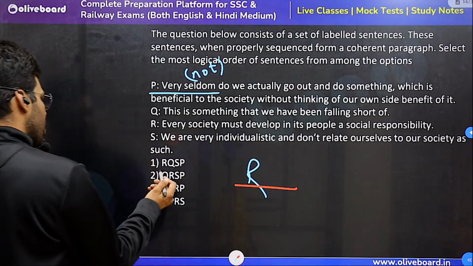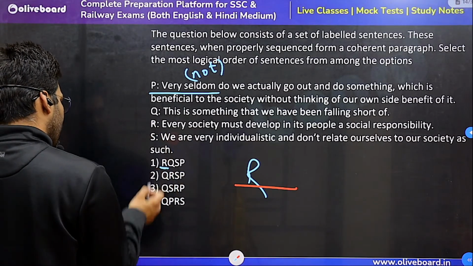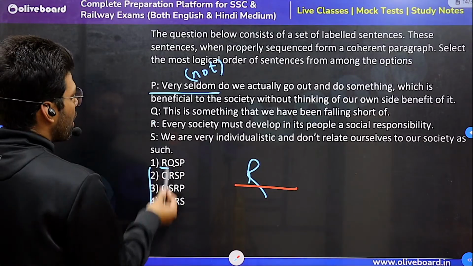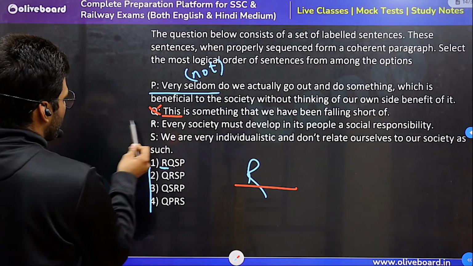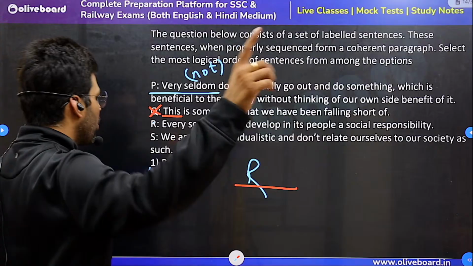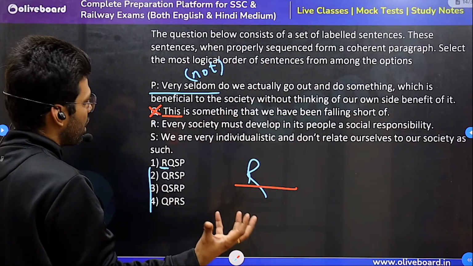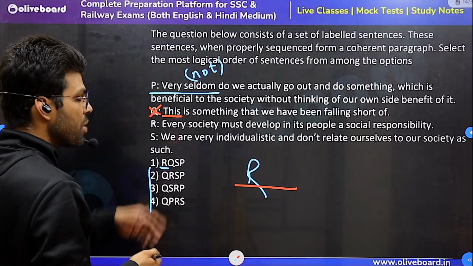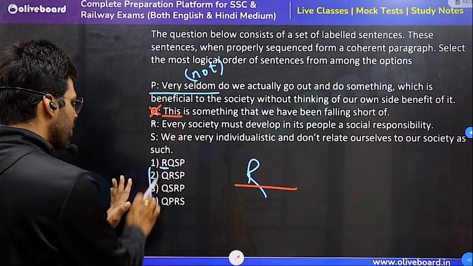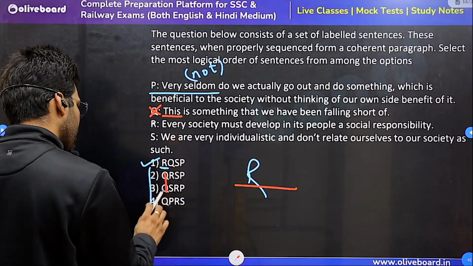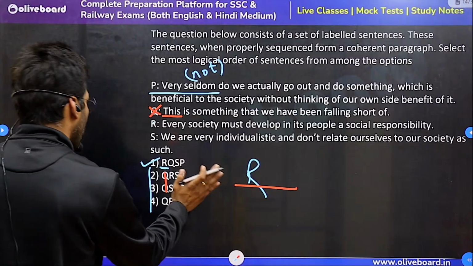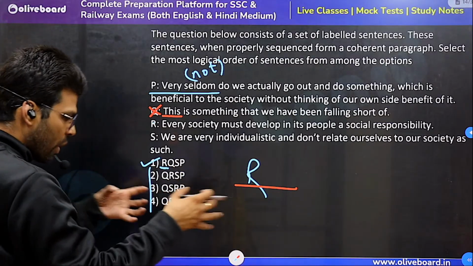We have just one option starting with R, the rest start with Q, and Q can never be the first one because you need to define that first. This is something that we've been falling short of. What is that something that you've been falling short of? Q can't be the first one, gone. Just one option there, done. Whatever it is, it has to be the answer.